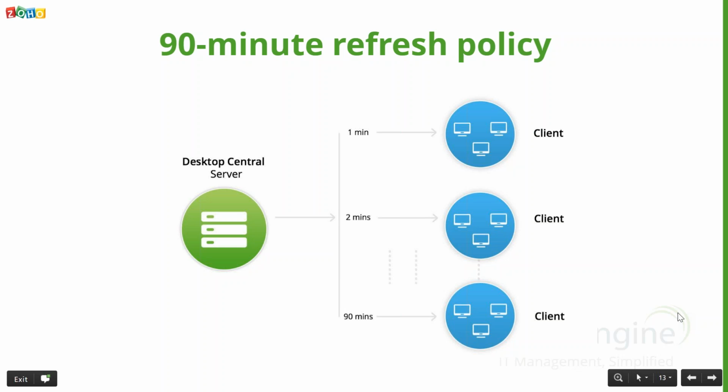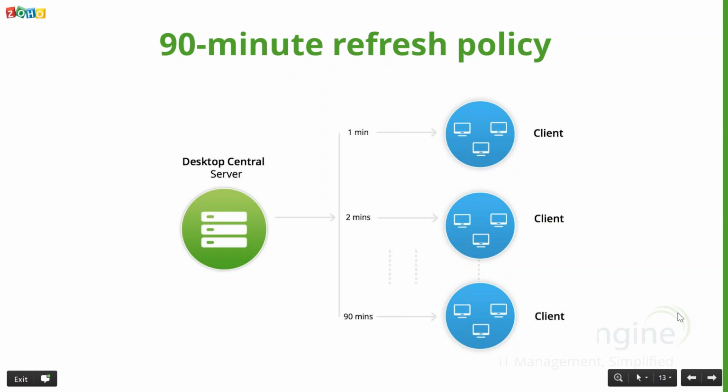The first one is, at any given time, the agent-server communication does not choke your network bandwidth. The second one is the server's performance. If you make all the machines communicate with the server at the same time, it will increase the CPU utilization on the server side. It will downgrade the server's performance. So at any given time, the network bandwidth should not be choked and the server's performance should not be downgraded. These are the two important factors which are ensured by the 90 minutes agent refresh interval.